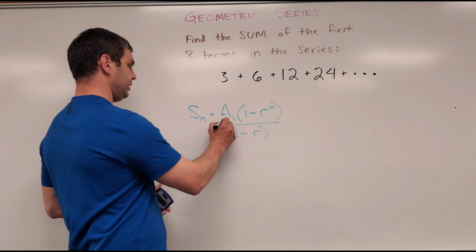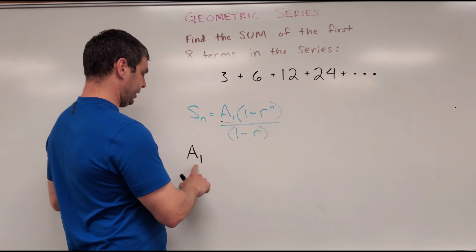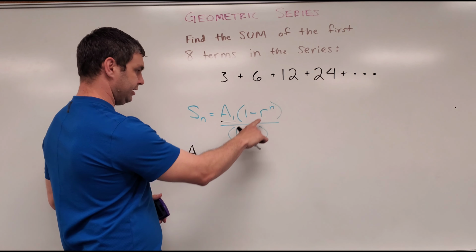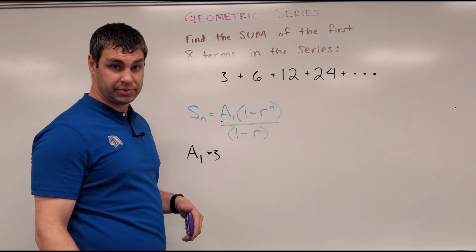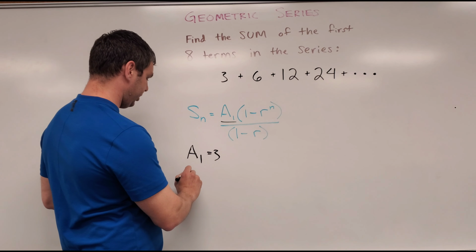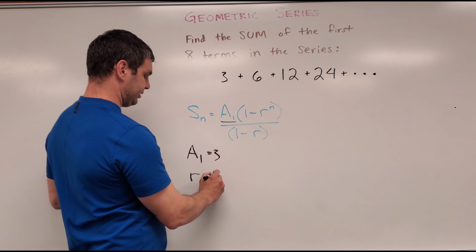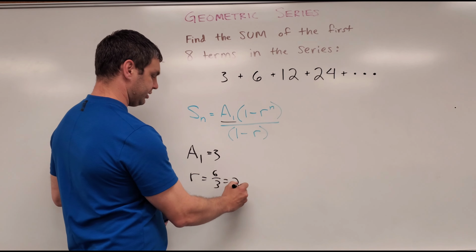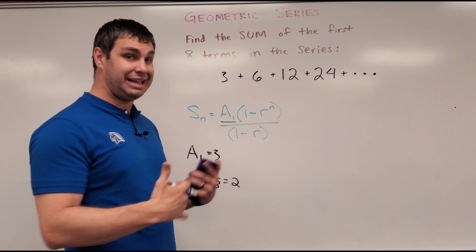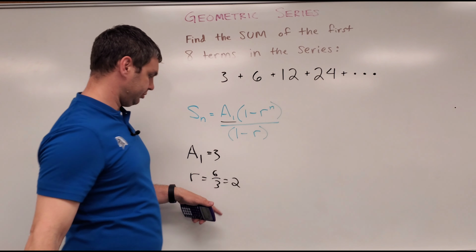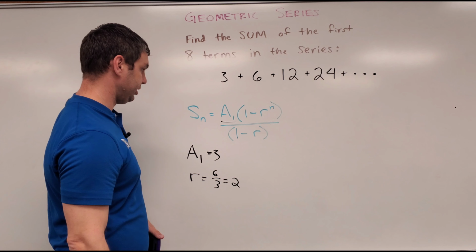So the first thing it wants is a sub 1. A sub 1 is our first term. In this case, it's going to be 3. The next thing it wants is an r. Here, that's the common ratio. Remember, you find r by doing the second term divided by the first. So in our case, it's 6 over 3, and of course, that is 2. Now, one thing, you can use any consecutive 2 terms to find that. 24 divided by 12 is also 2. So in this case, it's going to be a 2.